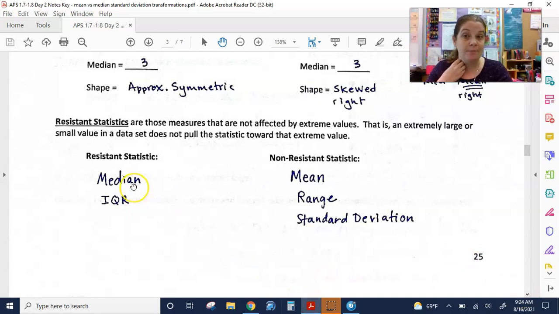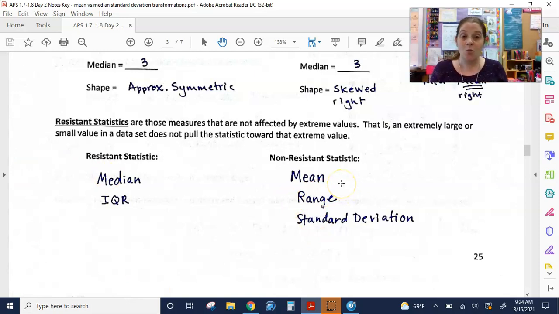Resistant statistics would be things like median. The median doesn't really care what's happening on the edges. It only depends on what's in the center. So if you have a really high outlier, your median is still going to be a nice measure of central tendency. IQR is another one that's mostly resistant, even though it is a range, because if you're talking about extreme values on the end, the interquartile range is that middle 50%. So 1 or 2 high extreme values are not going to change that range in the center.